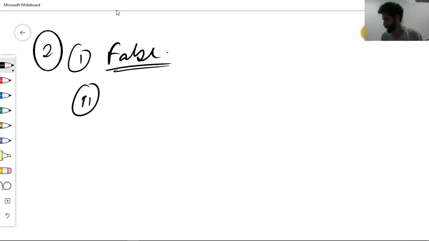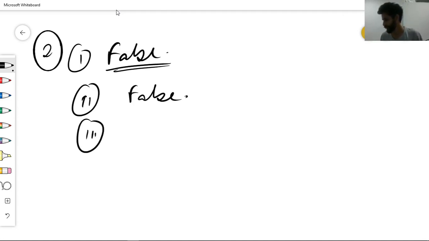So number 2: is this a perfect square trinomial? No, because it should be in the format of a square plus twice ab plus b square. So this is not a perfect square trinomial. False again.